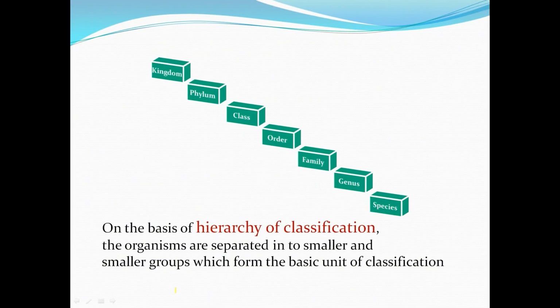On the basis of the hierarchy of classification, organisms are divided into smaller and smaller groups, which form the basic units of classification. Here we can see the different units of classification. So this forms the hierarchy of classification. The first, the largest unit, is the kingdom. For example, we shall take kingdom Animalia. It constitutes all the animals together.